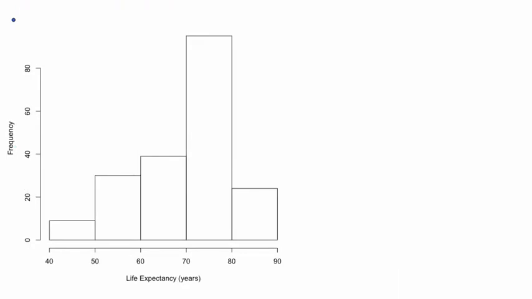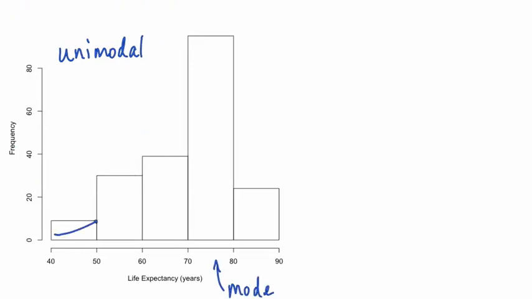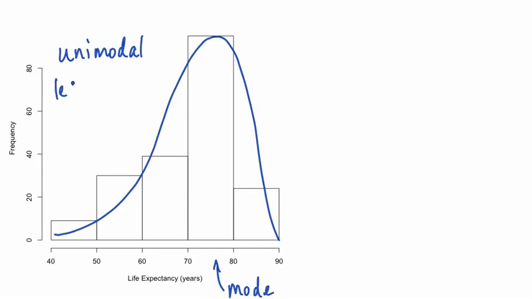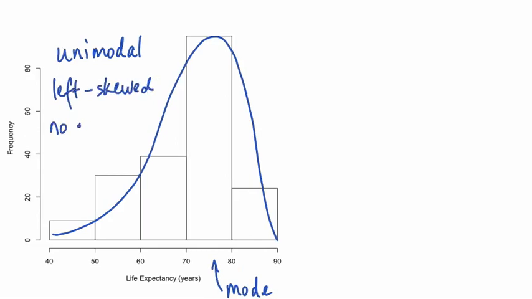Let's go back now and describe the life expectancy data from its histogram. There is one peak, so the distribution is unimodal. The mode is between 70 and 80 years. There is a much longer left tail than right tail, so the distribution is left skewed. And there are no outliers.